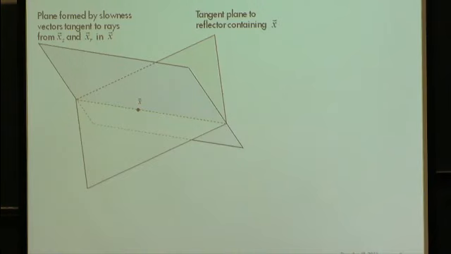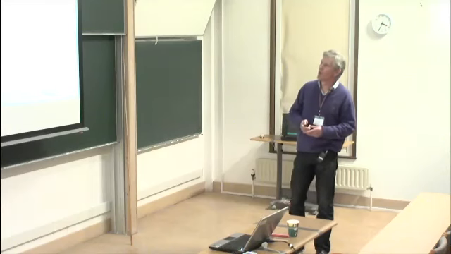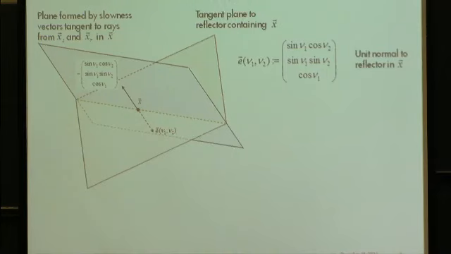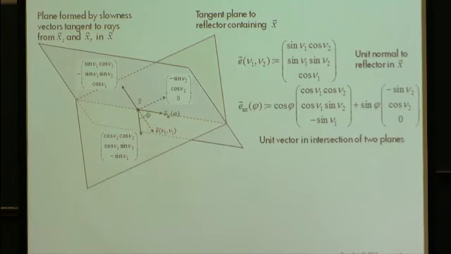Their tangents form a plane. That's the gray one. Then I guess there is a normal to that plane. I'll parameterize that normal by two angles, nu1 and nu2. There's also two vectors orthogonal to that normal in the plane of the tangent plane to the reflector, and there is an azimuth vector.